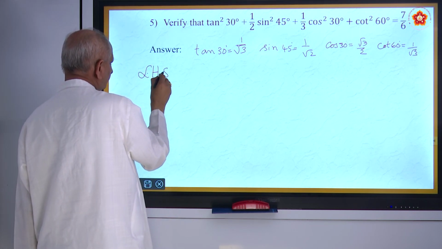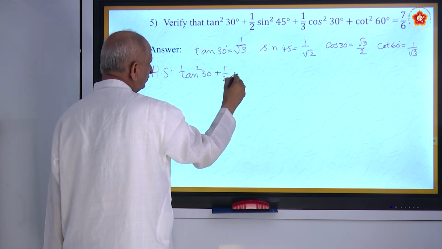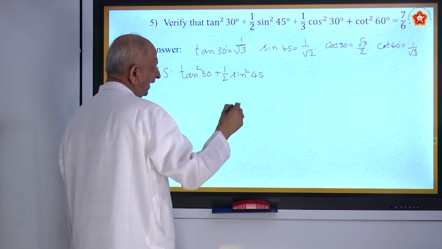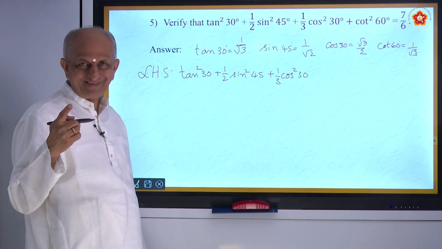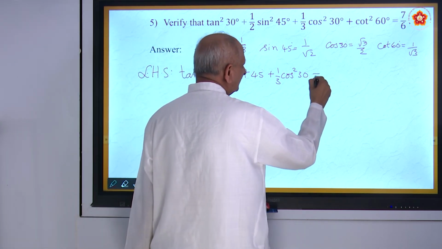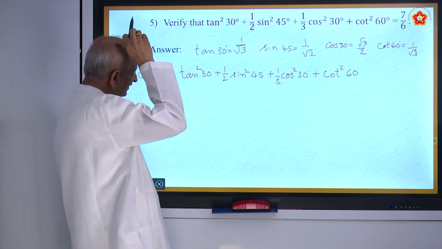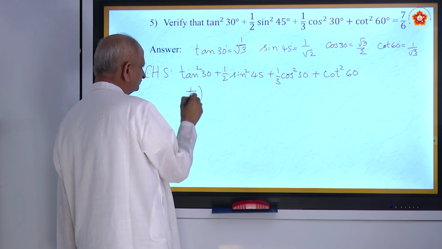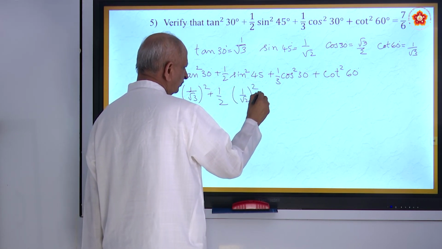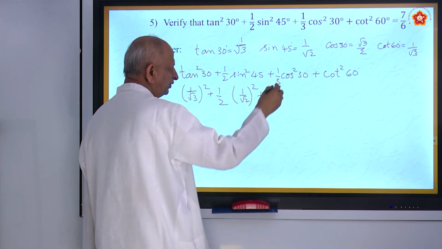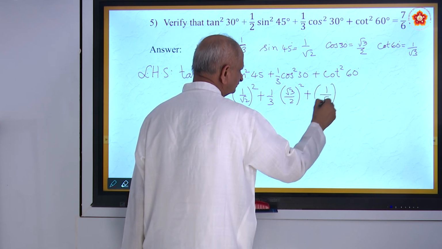So the left hand side is equal to tan square 30 plus half sin square 45 plus 1 by 3 cos square 30 plus cot square 60. Are you following it or not? Following? Okay. Written? Okay. Tan square 30 means 1 by root 3 square. Half of sin 45 is 1 by root 2, so sin square, that square you must make. 1 by 3 into cos 30 is root 3 by 2, root 3 by 2 square. Cot 60 is 1 by root 3 square, because it's cot square.